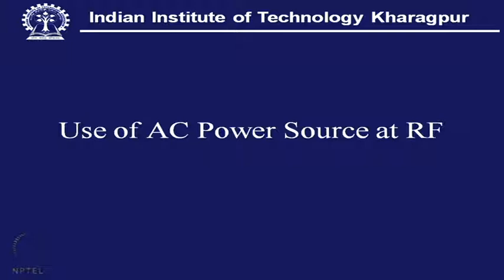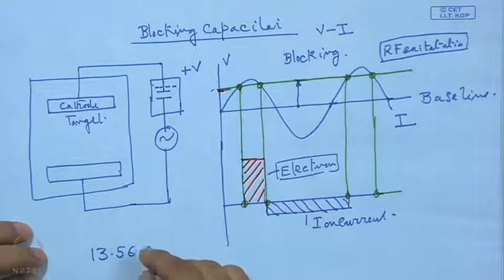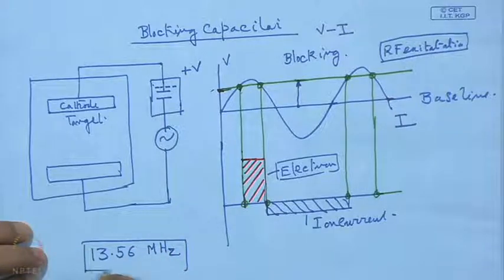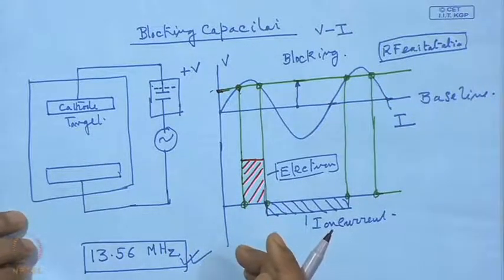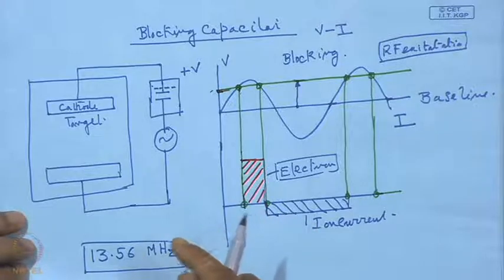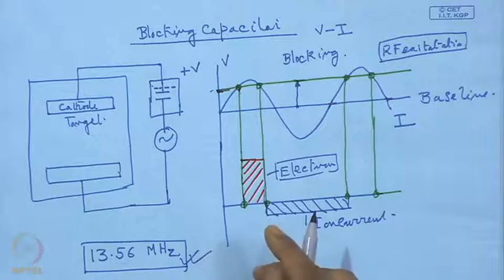So the whole question is the use of an AC power source at a radio frequency, which is a very high frequency. It is a well standardized value in megahertz, and that is the frequency reserved for all these sputtering devices, well accepted by the international community to follow this standard.